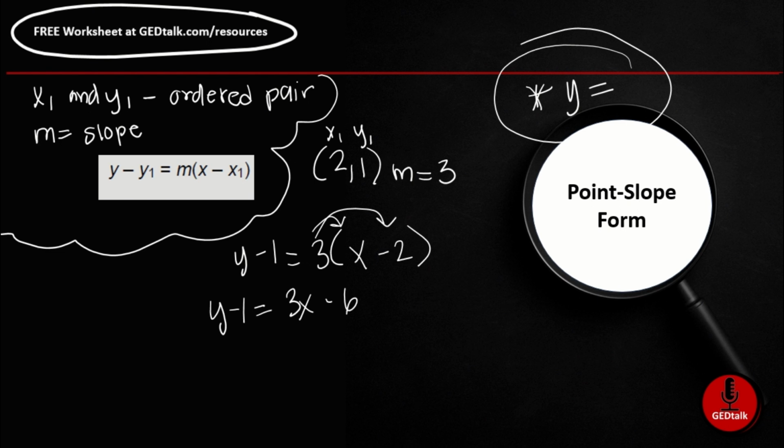I want to get y by itself, folks. So add 1 on the left to cancel it out. And then I'm going to go ahead and add 1 over here. So now I have y equals 3x. Negative 6 plus 1 is going to give me negative 5.